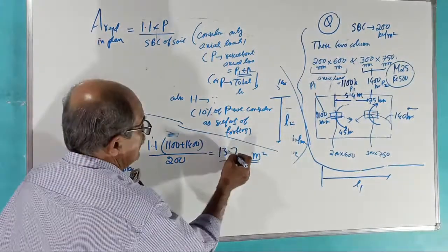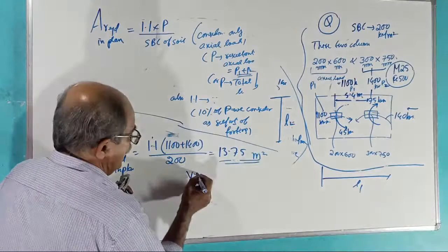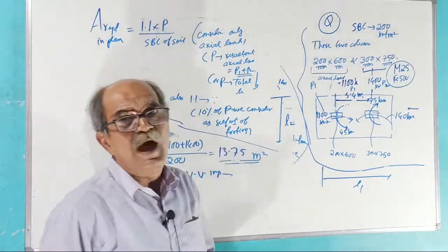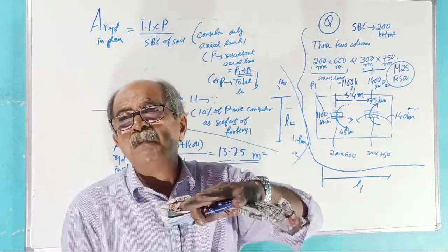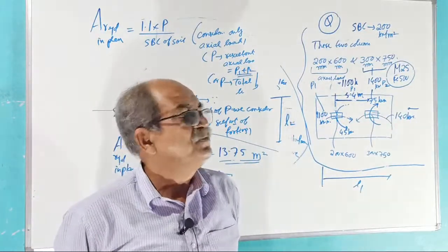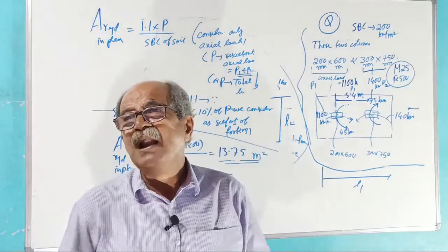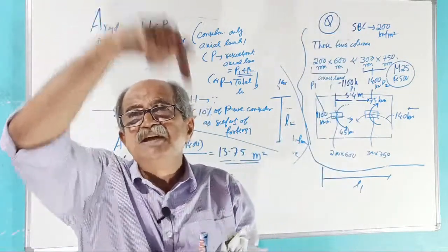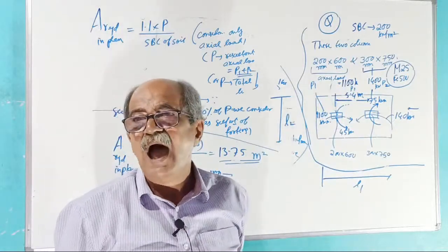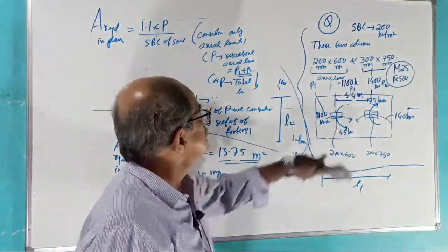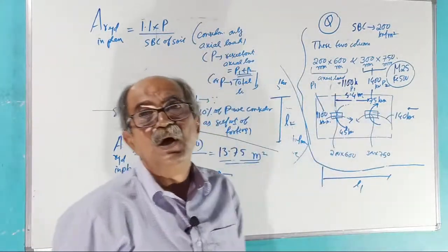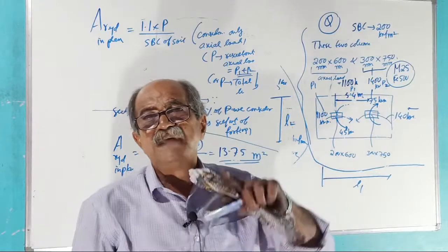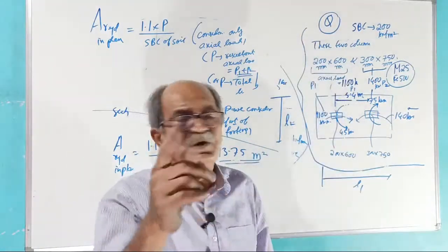13.75 meter square. Okay. Now, very, very important. This is the area required to get uniform pressure. This is possible only if the resultant column load passes through CG of the column for footing. And also there are couples. When couples are there, what will happen? There will be additional pressure due to couple.